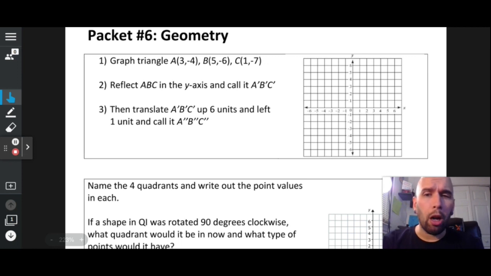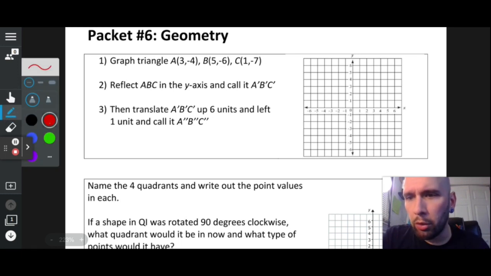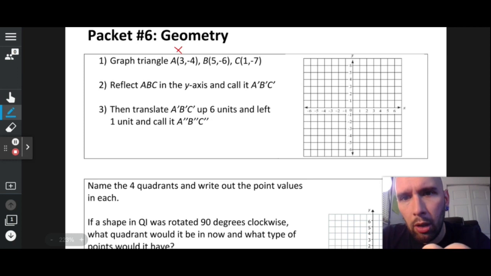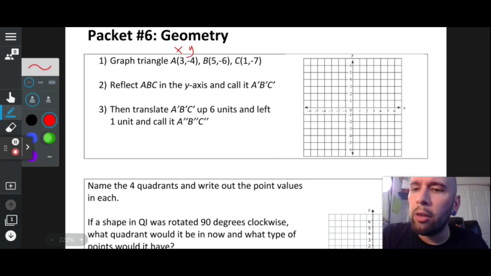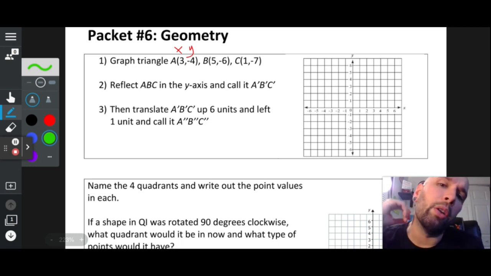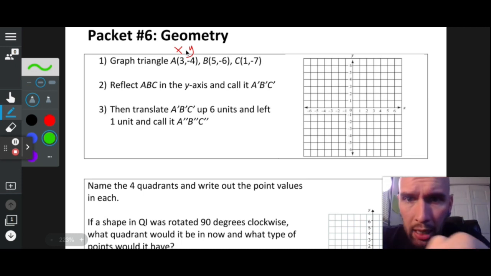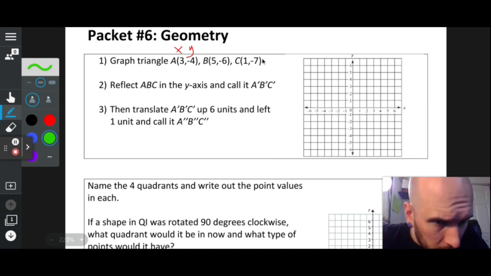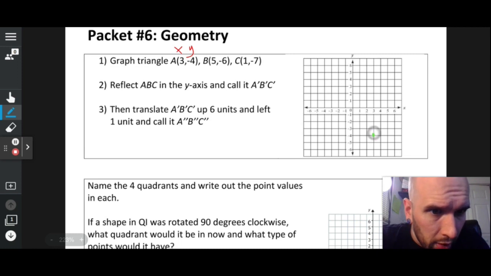In this first problem, we are being asked to graph triangle A, which is (3, -4). So when you're graphing a point, remember, this is the x value, and this is the y value. The x value determines left or right. The y value determines up or down. This is a positive x, so we're going to go right 3, and a negative y, so down 4. So right 3, down 4 gives me that point right there. That is A.